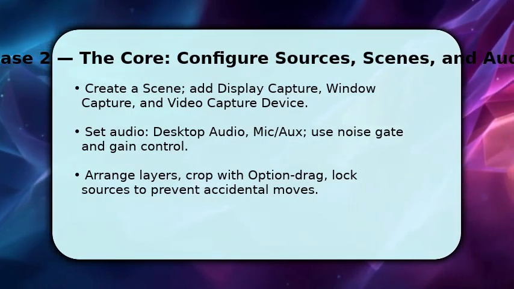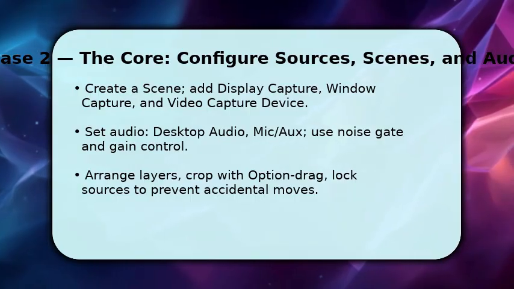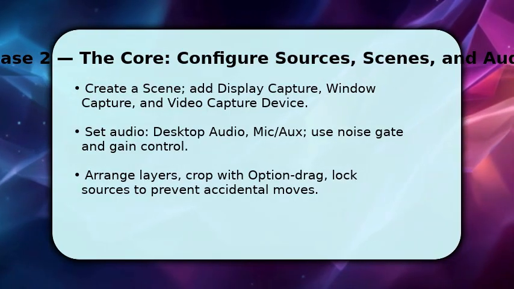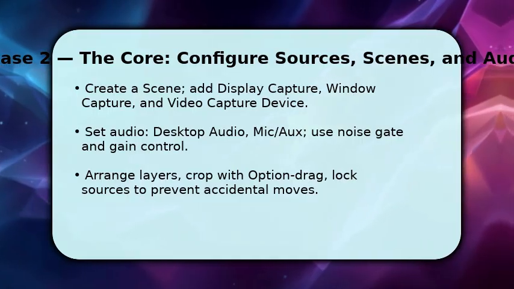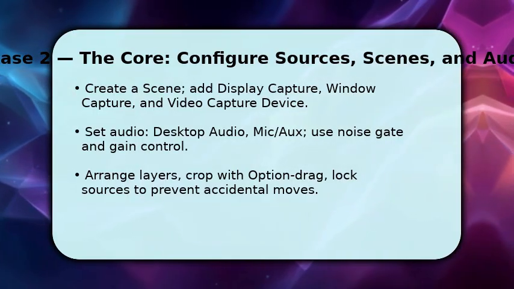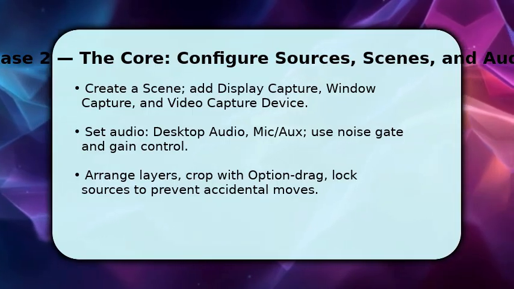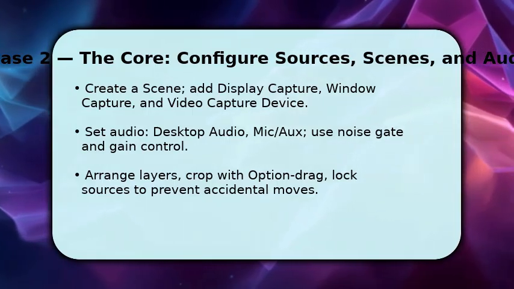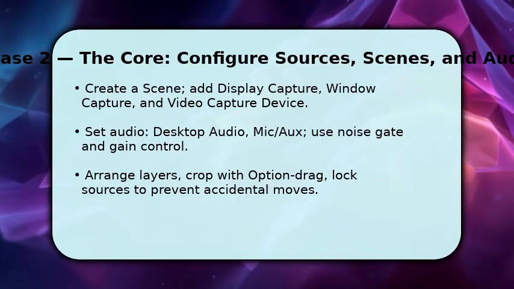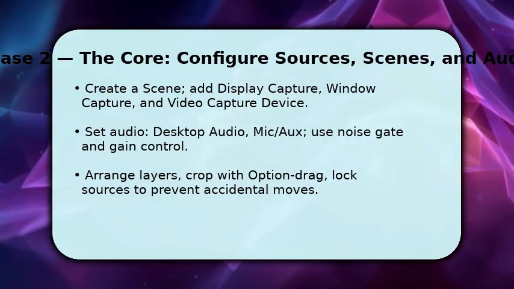Create a new scene and add sources: display capture for screen, window capture if you want a single app, and video capture device for your webcam. Once added, configure audio. Enable desktop audio and your mic/aux, apply a noise gate, and adjust gain so levels sit around -12 to -6 dB.